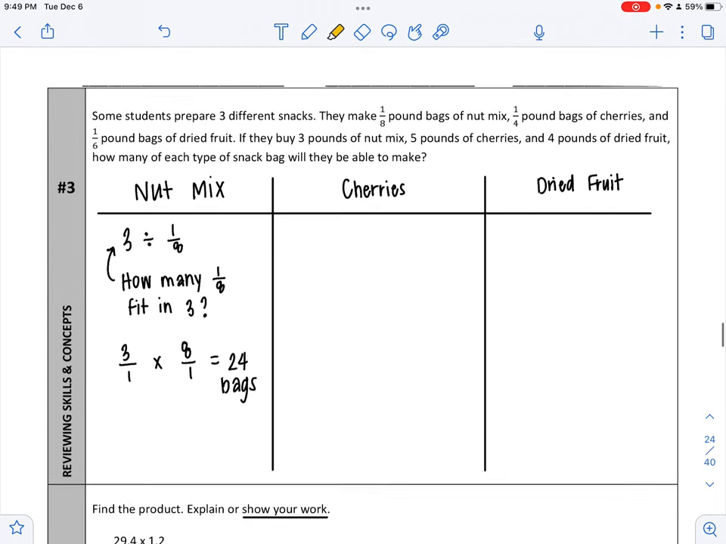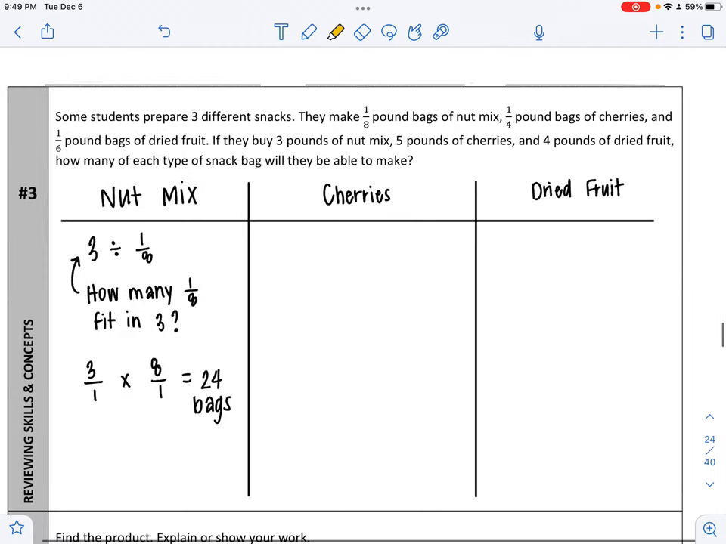Question 3. Some students prepare 3 different snacks. They make 1/8 pound bags of nut mix, 1/4 pound bags of cherries, and 1/6 pound bags of dried fruit. If they buy 3 pounds of nut mix, 5 pounds of cherries, and 4 pounds of dried fruit, how many of each type of the snack bag will they be able to make? Notice that I sectioned off this question into the nut mix, the cherries, and the dried fruit.